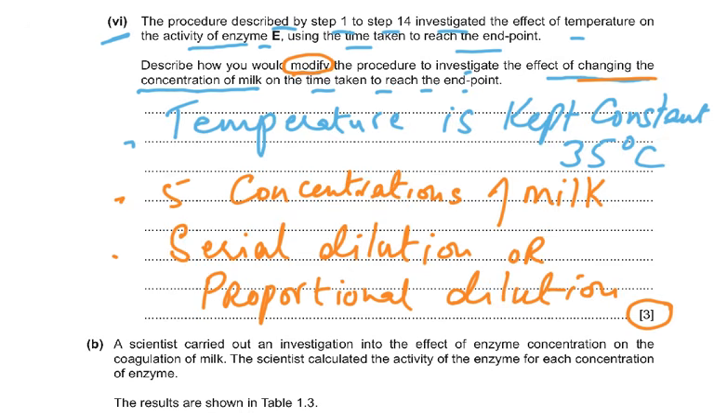So you modify this procedure. In this procedure, we change the temperature. So okay, here now we will not change the temperature because we are not studying the effect of temperature. We're studying the effect of concentration. And you use at least 5 concentrations of milk. And you make the concentrations either by serial dilution or by proportional dilution, which is of course also called simple dilution. And you must know how that is done. Of course, they're not asking you the details of it, but you just have to write it.